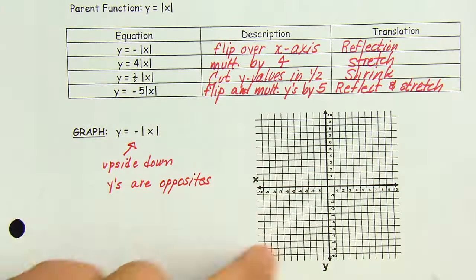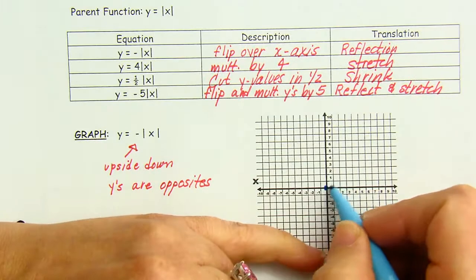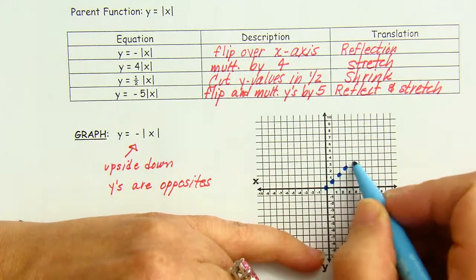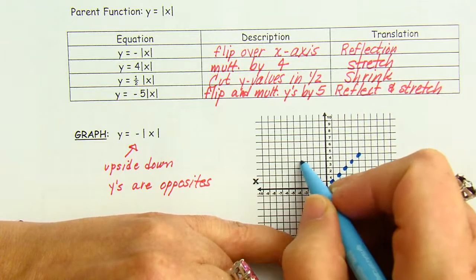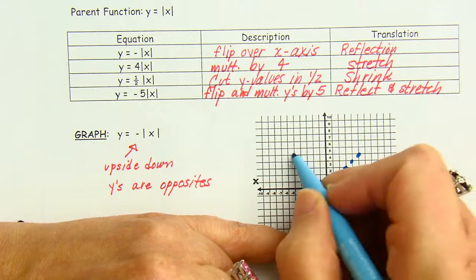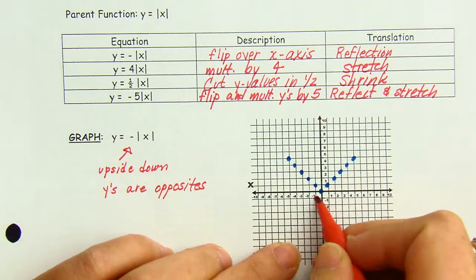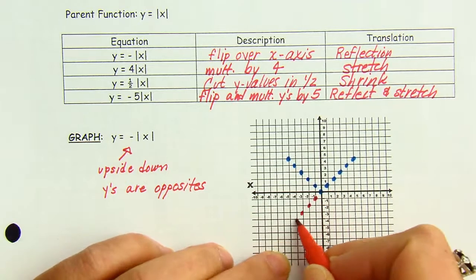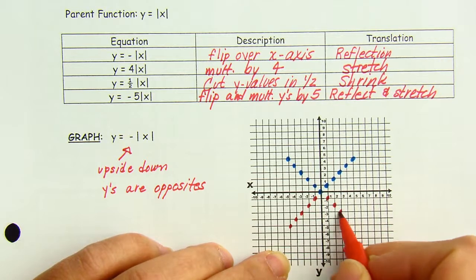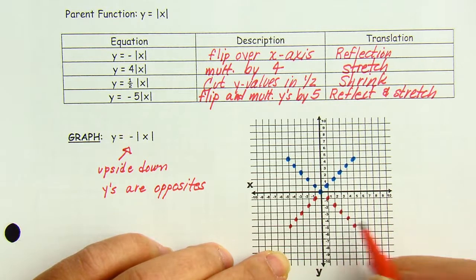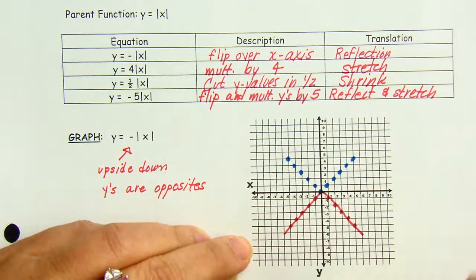So what I sometimes like to do is just put dots. I don't connect the dots on the parent function, but I like to know where the parent function is. And then I'm going to show my flip. None of these points are moving because I don't have any vertical or horizontal shifting going on. And so it's just the absolute value graph flipped upside down.